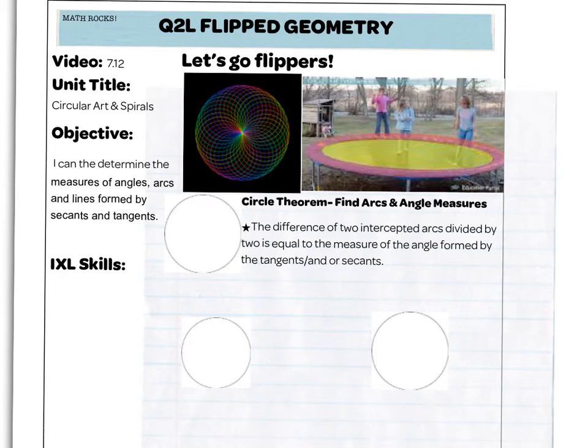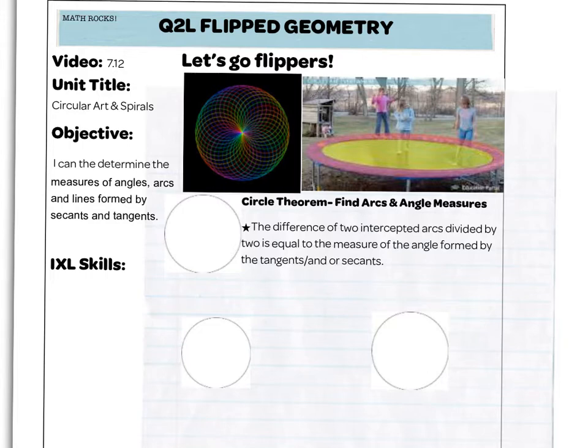Hello students, this is video 7.12, unit titled Circular Art and Spirals. Your objective is, I can determine the measures of angles, arcs, and lines formed by secants and tangents. Okay? Notice there are no IXL skills because we are still reviewing for our unit test B, which is Friday.